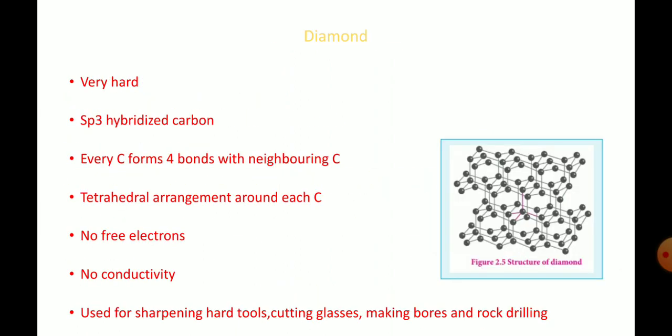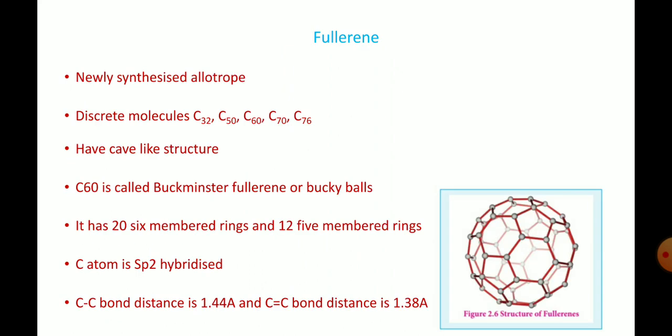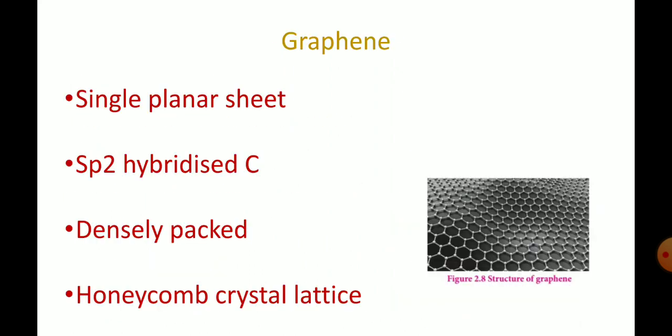Okay, so what are the things we have seen? First, we have seen graphite, then secondly diamond, then fullerene, carbon nanotubes, and finally graphene. So dear students, with this, the introductory part about group 14 elements is over. Then in the coming videos, we will discuss the compounds of the elements of group 14.